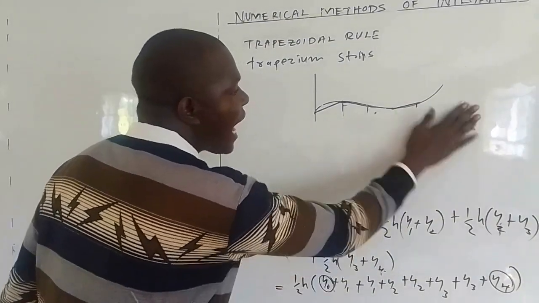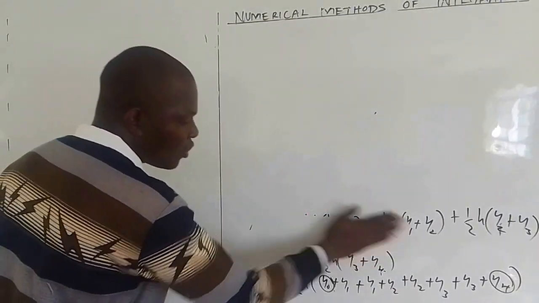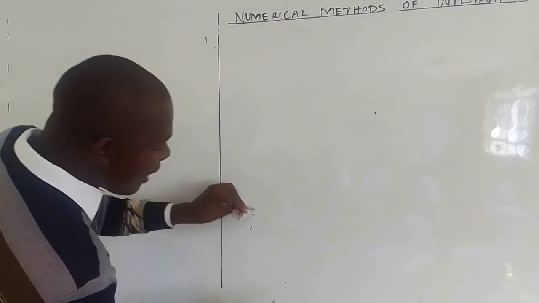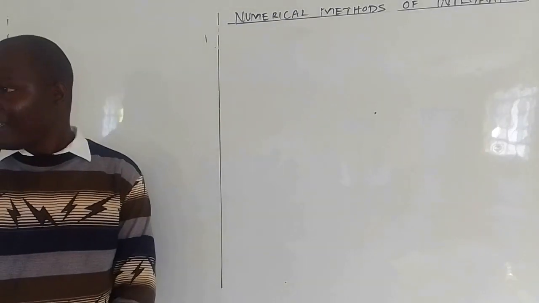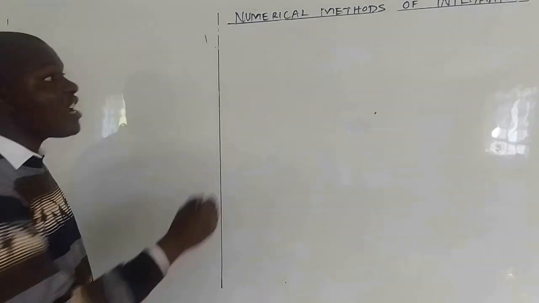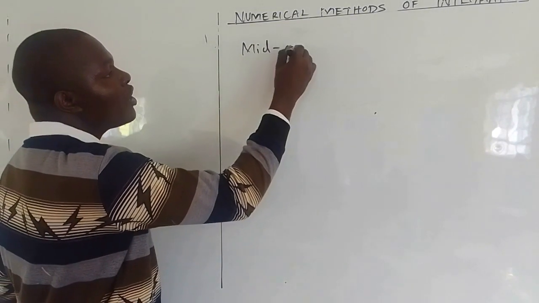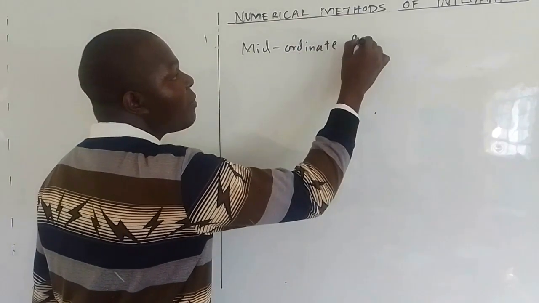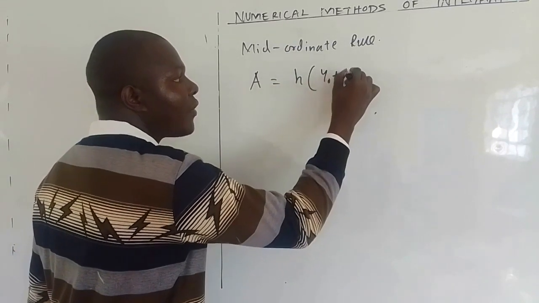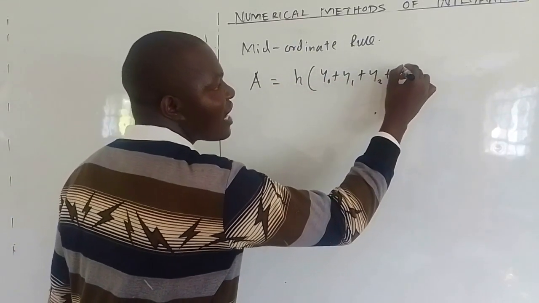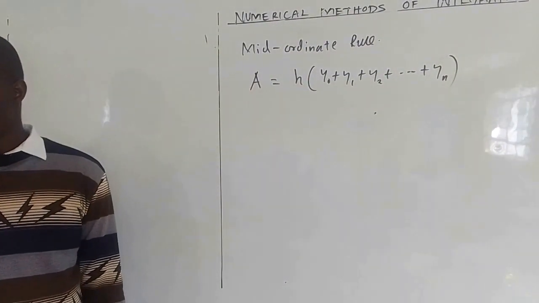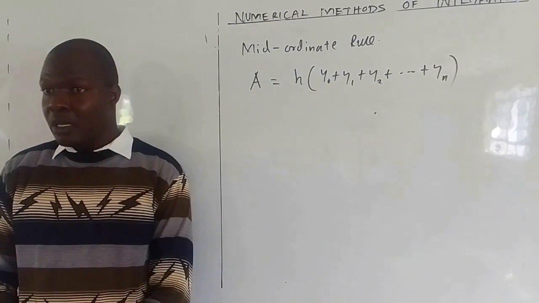Now, can we see how to master the 3 rules together? Because you can see I'm not going to derive the Simpson's rule. So this is how to master them. Start with the mid-ordinate rule. In mid-ordinate rule, the area is given by H into the sum of the ordinates, plus up to the last term, yn. Are we together? Mid-ordinate rule, it is H into the sum of the ordinates.